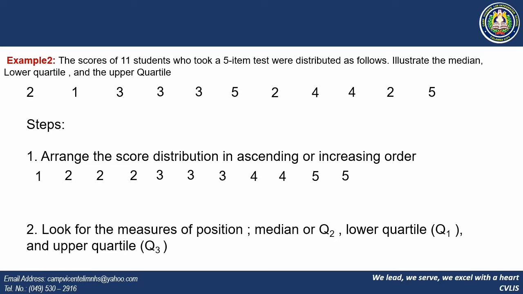Second, look for the measures of position: the median, the lower quartile, and the upper quartile. First, we have to look for the middle value, or the second quartile. Since the second quartile, or the median, divides the dataset into two equal segments, it creates the lower half and the upper half. And the lower half contains 5 data values.